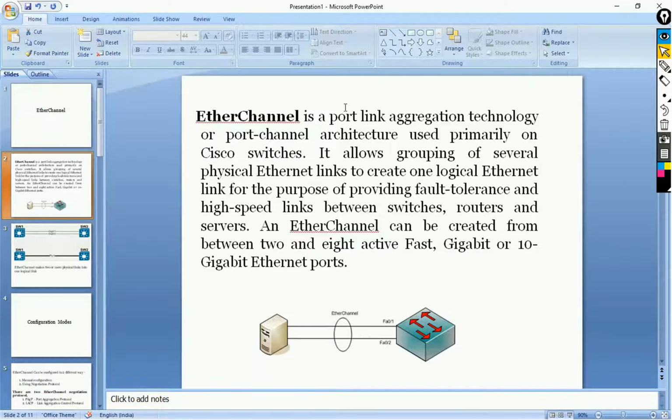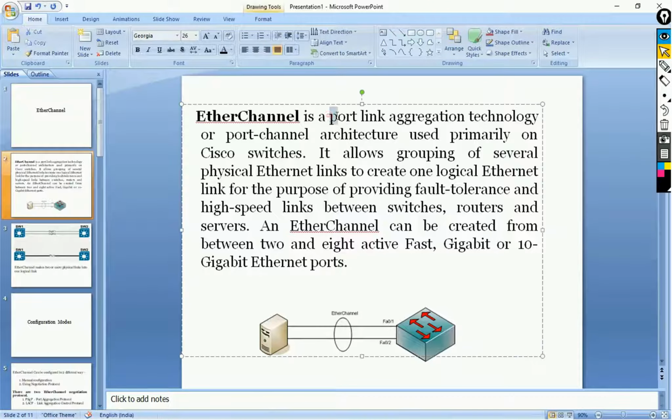EtherChannel is a port link aggregation technology, or port channels architecture, used primarily on Cisco switches. It allows grouping of several physical Ethernet links to create one logical Ethernet link for the purpose of providing fault tolerance and high-speed links between switches, routers, and servers. An EtherChannel can be created from between 2 and 8 active Fast, Gigabit or 10 Gigabit Ethernet ports.